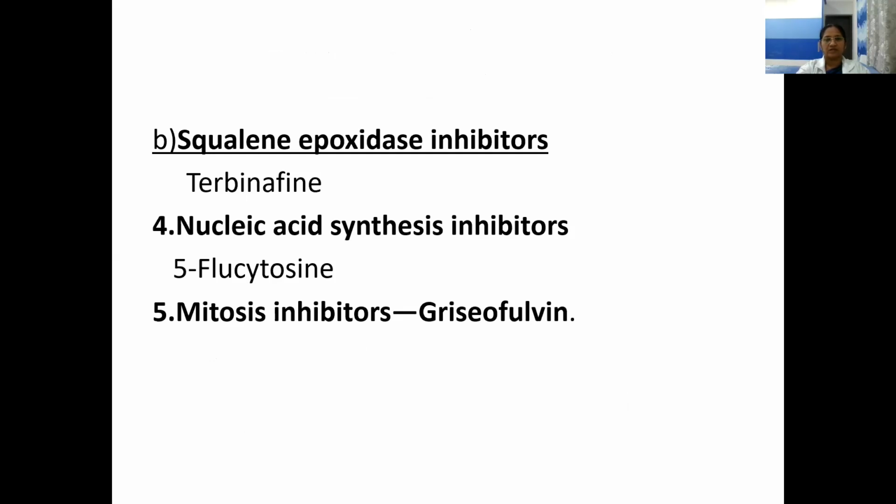Coming to the drugs which inhibit squalene epoxidase enzyme. This squalene epoxidase is important for the conversion of squalene to lanosterol. So the drug is terbinafine.